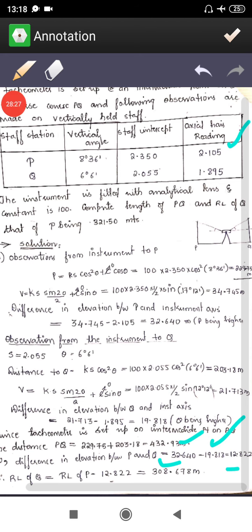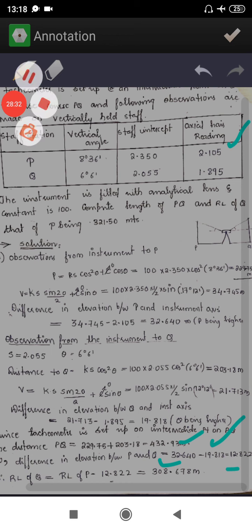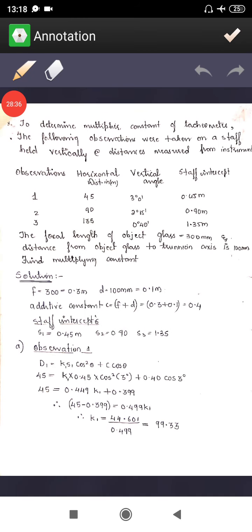Now we'll see one more problem, and let's check how to solve this. We're going to discuss it in brief so that you can take it as homework. Here, determine the multiplying constant of the tachometer. The following observations were taken on a staff held vertically at distances measured from the instrument. Three observations have been made here, 1, 2, 3, and horizontal distances for all three have been given, right? And then the angles have been given, and the staff intercept also.